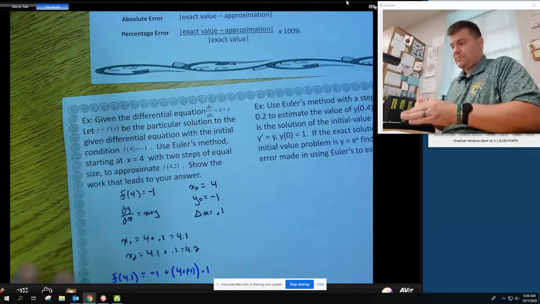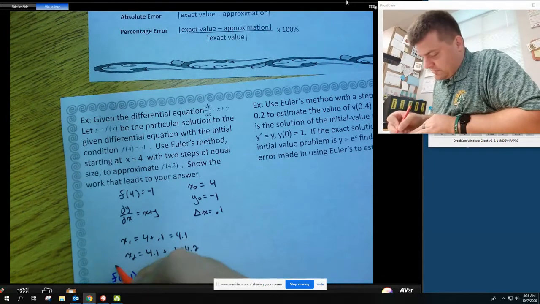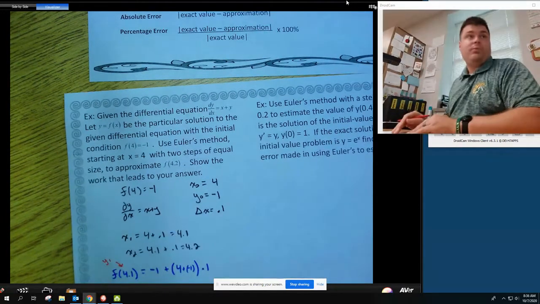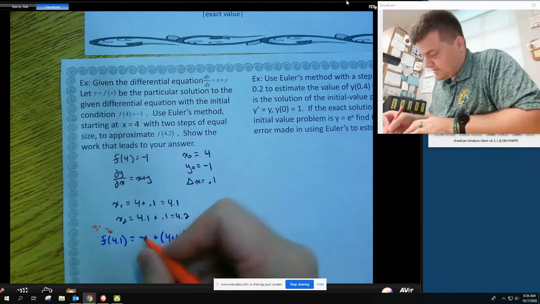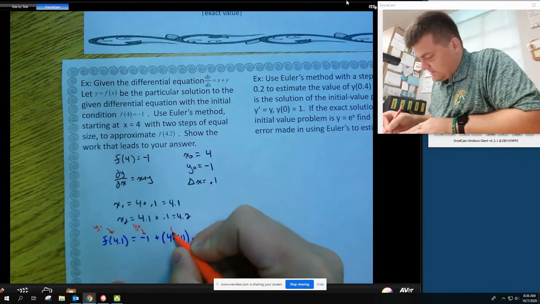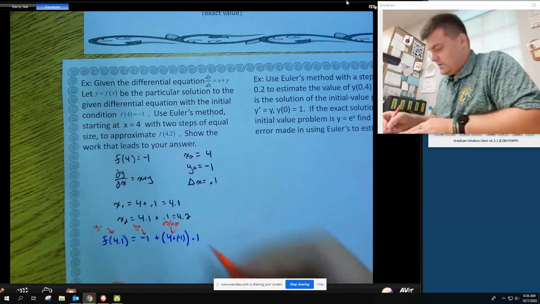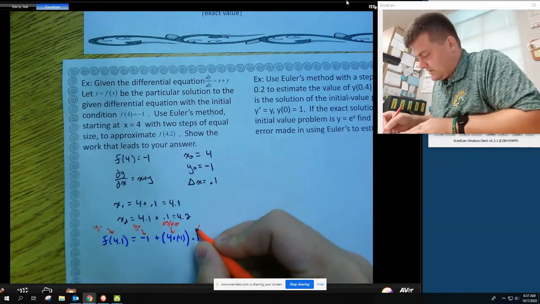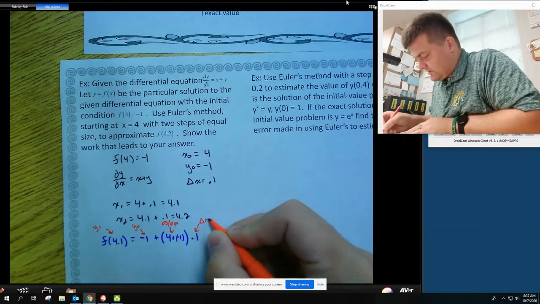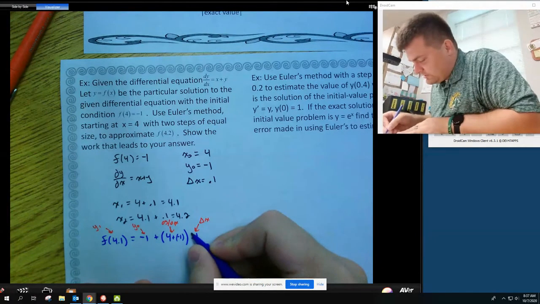I'm going to do a couple of cues here. This is the first step, y1; we're trying to find the first step. This is the initial. This is my slope, which is dy over dx. And this is my change in x. It kind of looks like it's times 1, but it really should be times 0.1, so I'll put it like this.